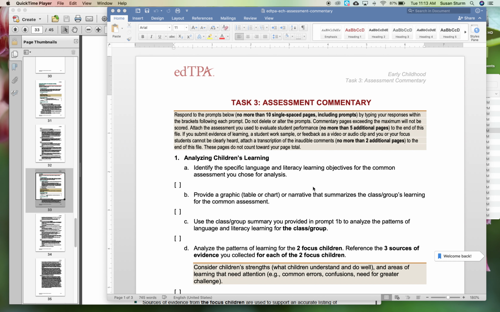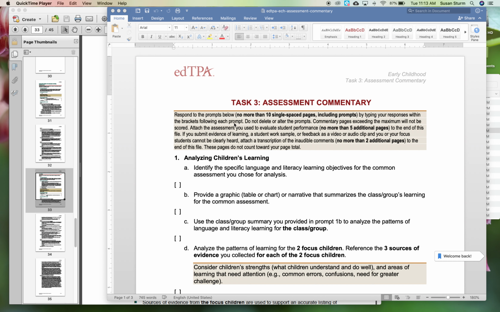Hi, this video is going to walk you through task 3 of the Early Childhood edTPA commentary and scoring rubric. So task 3 is all about an assessment that you've given related to the learning segment that you planned. So this one starts up here.